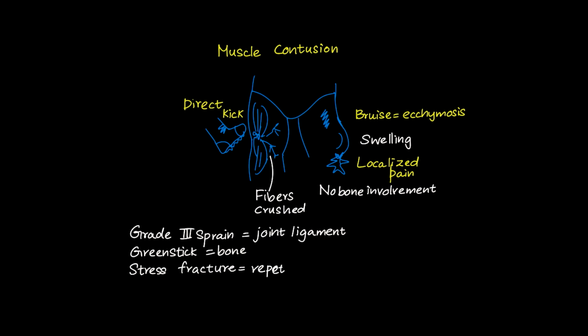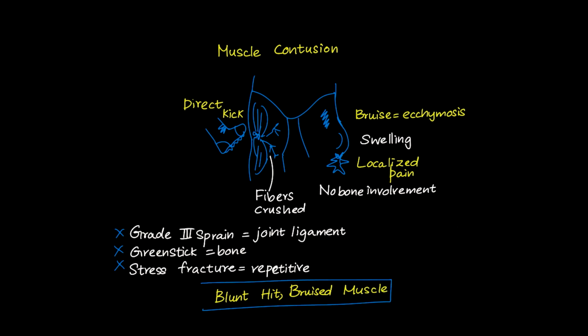Here's a D236 OA exam tip for you. Link direct muscle impact to the phrase: blunt hit, bruised muscle. Blunt blow crushes fibers and vessels. Bruising follows. Blunt hit equals muscle contusion equals bruise, swell, pain.